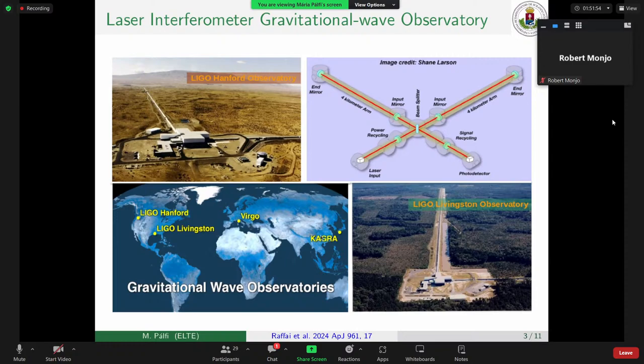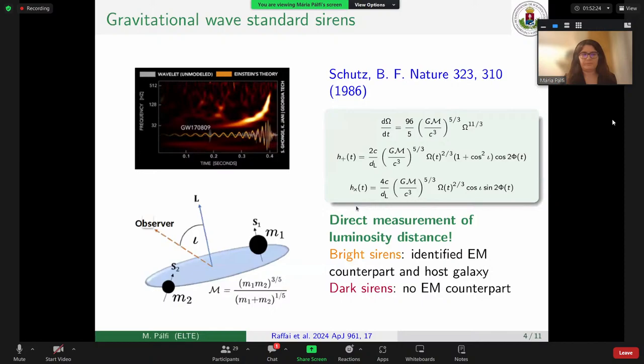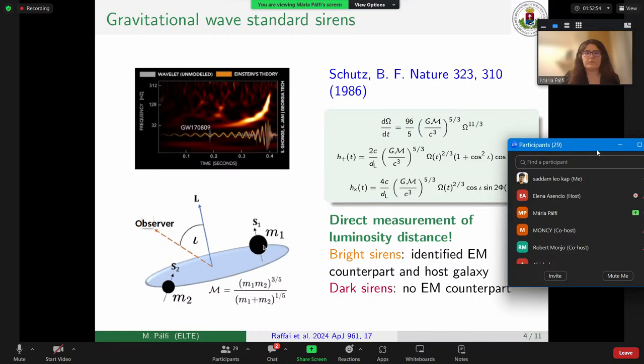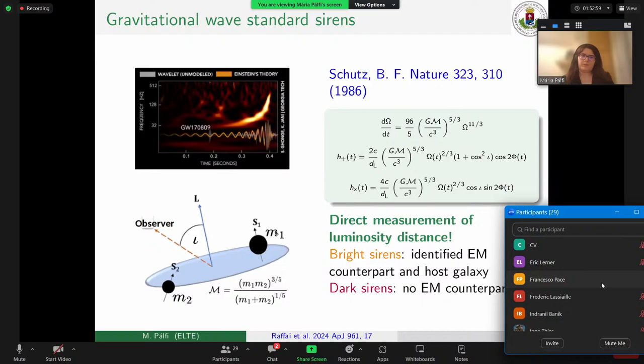So we can detect gravitational waves by laser interferometer observatories. When a gravitational wave passes through the interferometer, its arms will change in length, and this will cause an interference pattern. One source of gravitational waves is compact binary coalescences. Considering a binary in a circular orbit, we can write the first equation for the evolution of the frequency. The chirp mass is the only unknown parameter here. The chirp mass is a combination of the source masses. If we fit a template to the gravitational wave signal, we can determine the chirp mass with high precision.